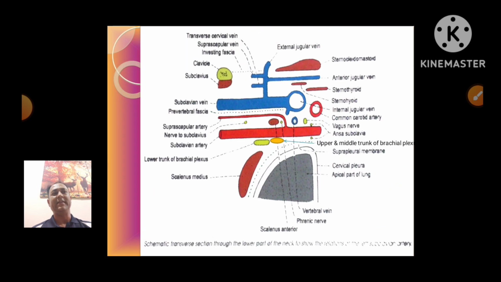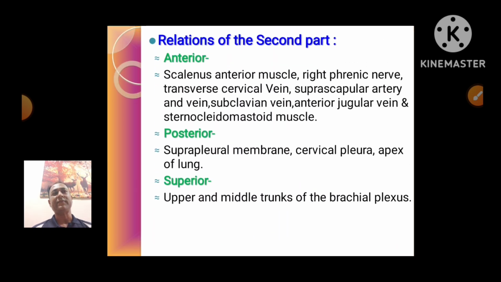Now the relations of the second part. Now here anteriorly scalenus anterior muscle. आपको पता ही है कि स्केलेनस एंटीरियर के पीछे का पार्ट सेकेंड पार्ट है. ओके, तो उसके आगे क्या होगा, एंटीरियरली क्या होगा, स्केलेनस मसल इटसेल्फ. So scalenus muscle, right phrenic nerve, transverse cervical vein, suprascapular artery and vein, subclavian vein, anterior jugular vein, so many veins are there, and a posterior part of the sternocleidomastoid.